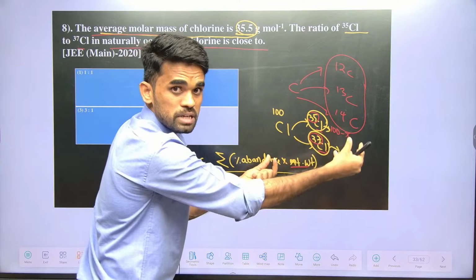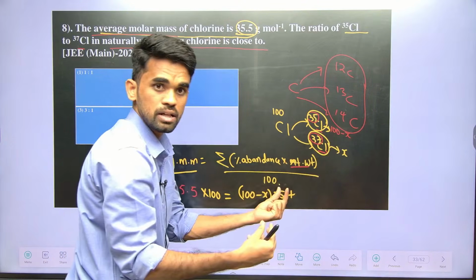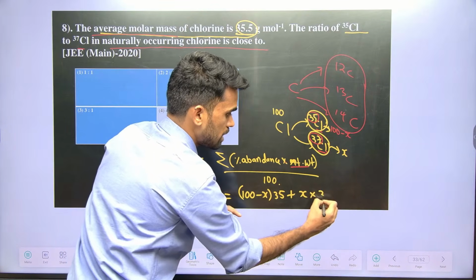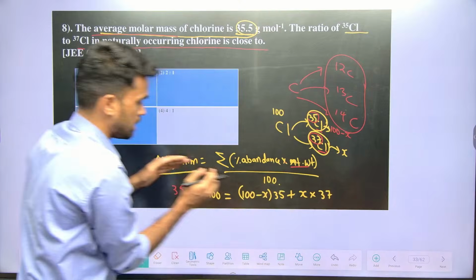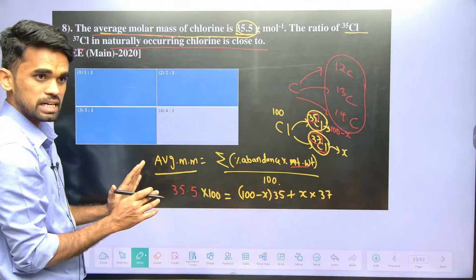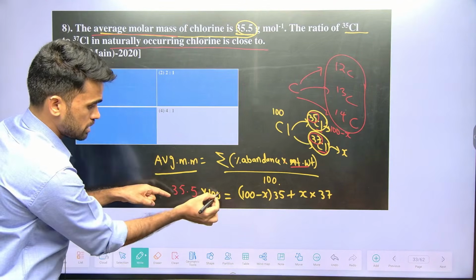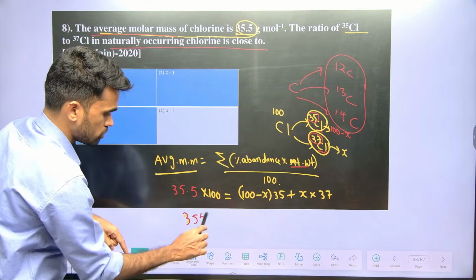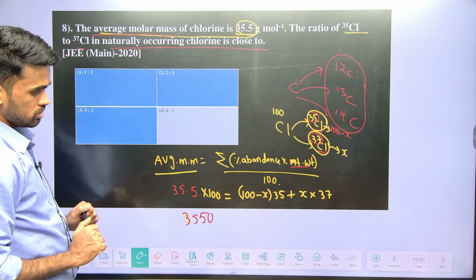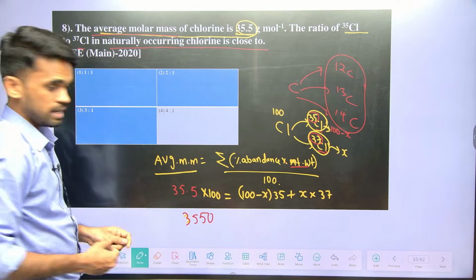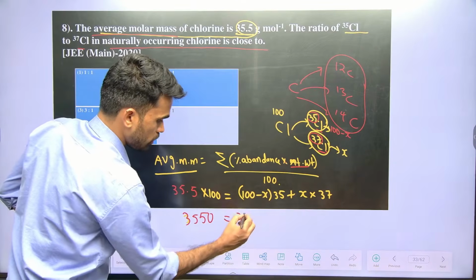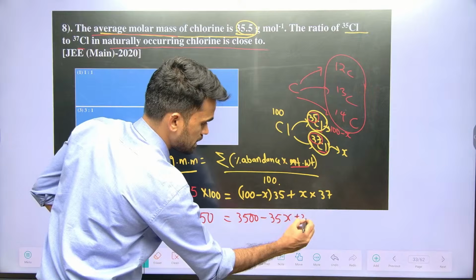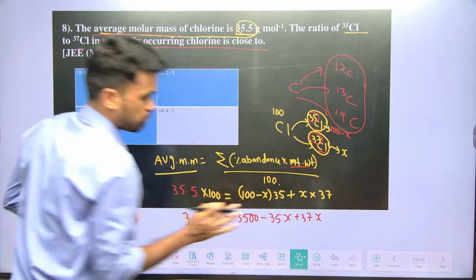Like how many isotopes are there? Add all those things like this. Okay, next one is what? X into 37. That's it. 100 I have already sent this side. Up to here it is clear now? So this becomes how much? 3550. That's it. Next, this one: 3500 minus 35x plus 37x. Is this clear up to here?